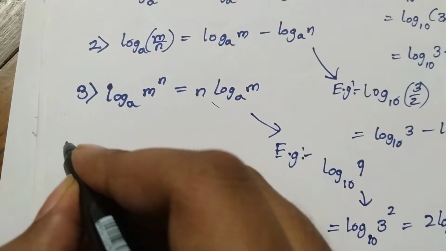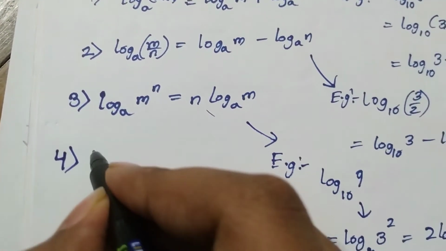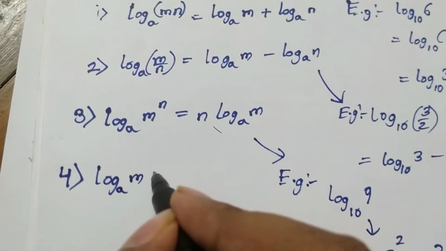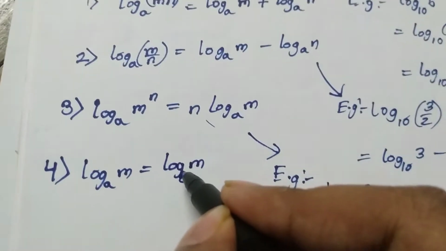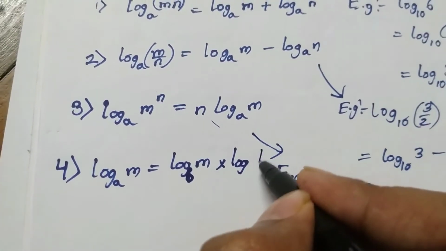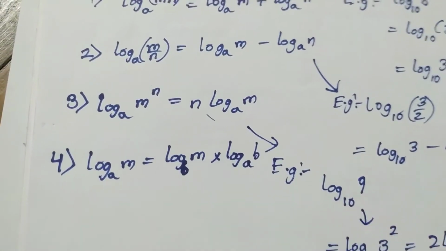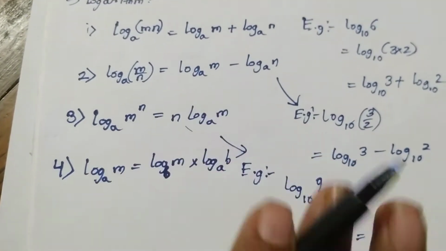Now our next formula is the base changing formula, that is log m base a can be written as log m base b into log b base a. This is also a very important formula which must be remembered. Okay, so this is the major part of logarithm.